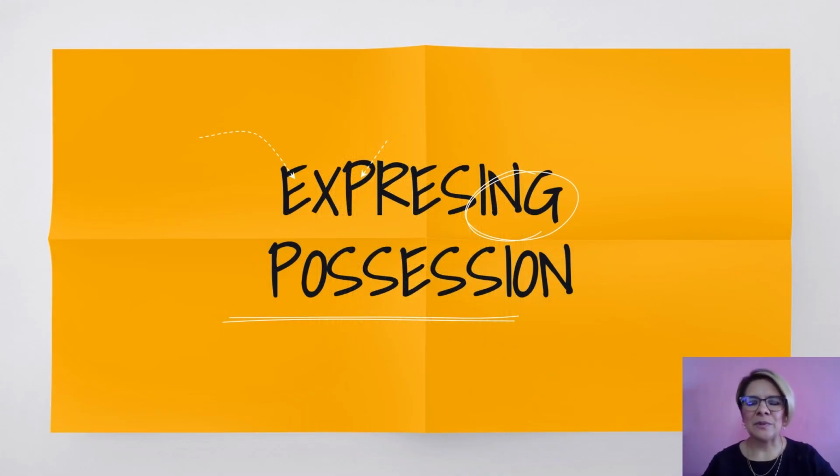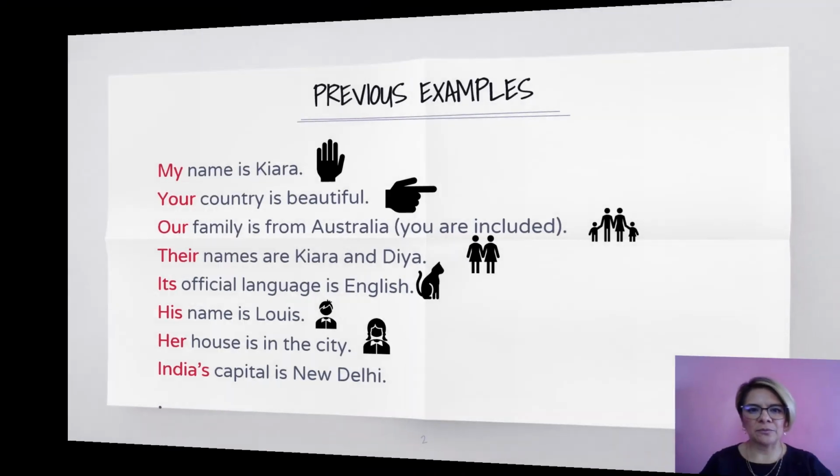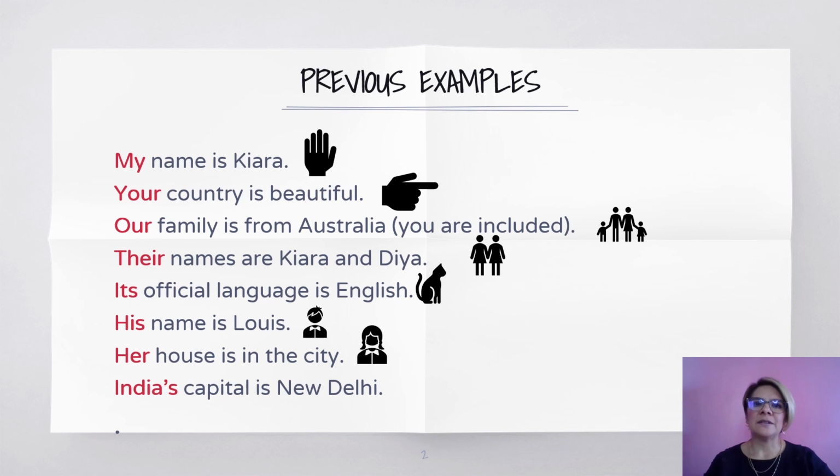Hi again. Well, this is our last lesson, and in this lesson we are going to learn a different way to express possession. We are going to use some examples from previous lessons. So here I highlighted some words. You can see here my, your, our, their, its, his, her. And in the last sentence, I have India's.